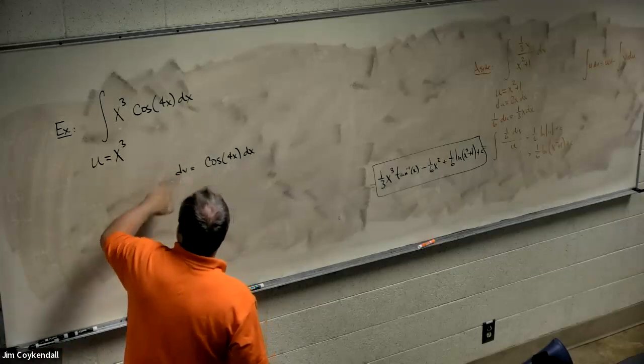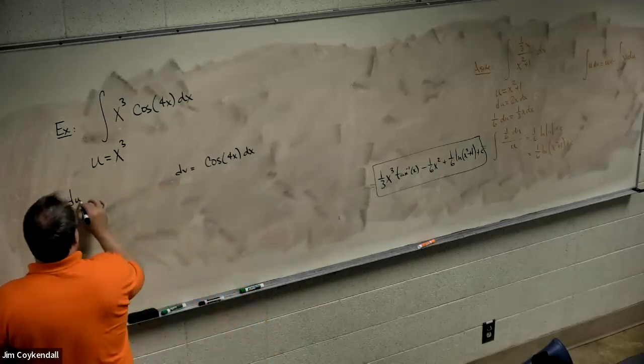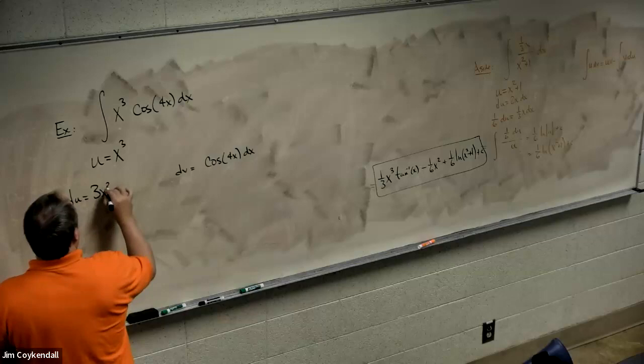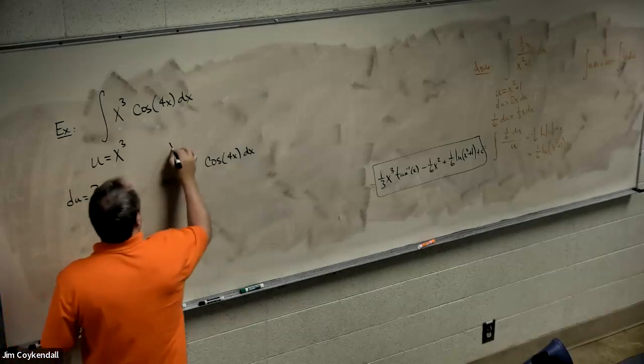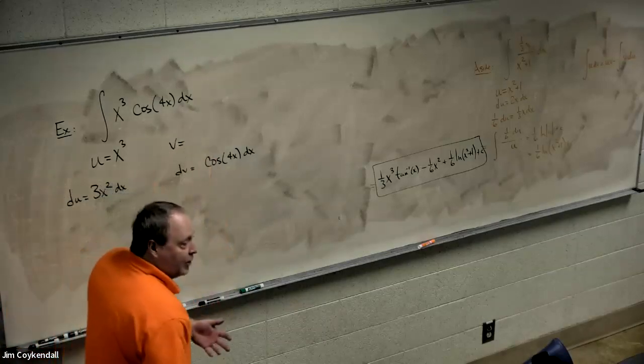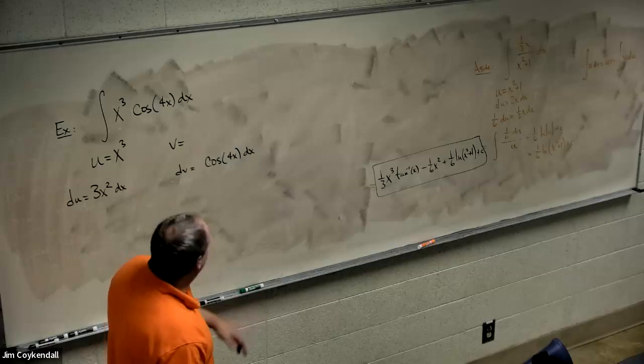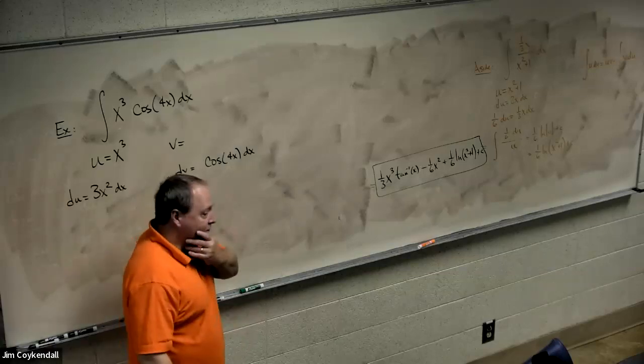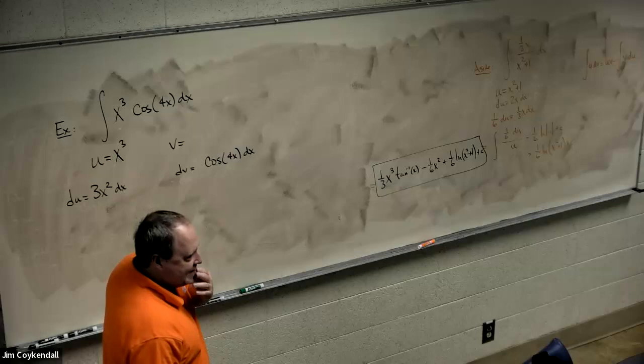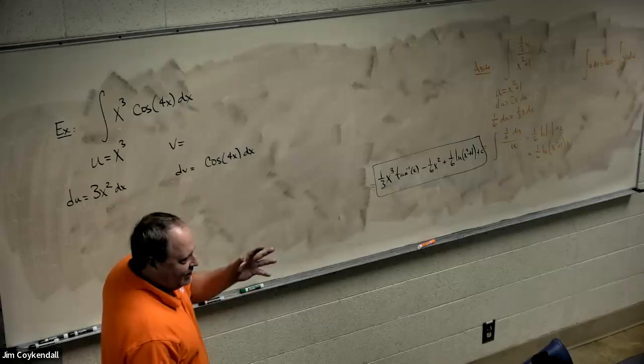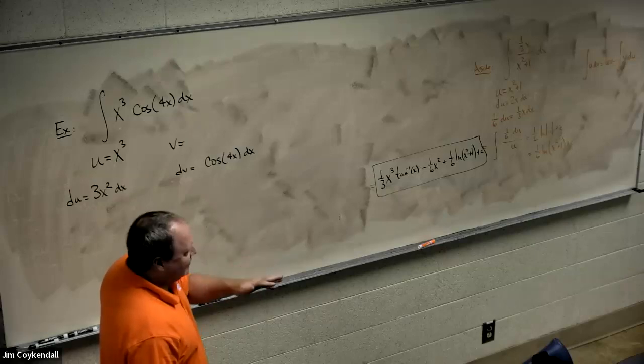Let's do the gut check. The derivative of x cubed is 3x squared. Now let's see if I can follow through on my big mouth about saying I can do this in my head. What's the antiderivative of cosine x? It's cosine 4x. You've got to think it's little.